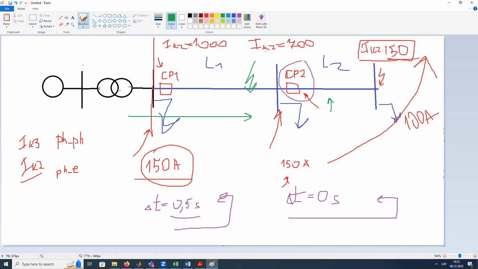This is the main idea: we have two set points. The current set point, with the idea to use the lowest possible set point to detect any fault current in any place in the line, to be correct. We'll discuss this a little bit later, but for the beginning, it's okay. And the second one, a time delay, just to make the operation selective. This is the idea.